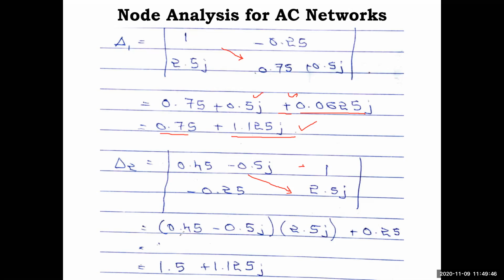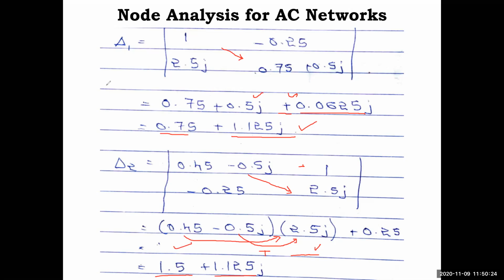One step: 0.45 into 2.5j, how much value are you getting? And then minus 0.5j into this. Again j into j is there, the minus sign becomes plus here, and 0.5 into 2.5, how much is it, that you have to write, plus 0.25. Then plus 0.25, and this one you have to add, so you'll get 1.125j, and 0.45 into 2.5 may be 1.5, so that's what is written over here. So this is what I am getting for delta 2. This second step I have not written, so just fill it in with the help of the calculator.